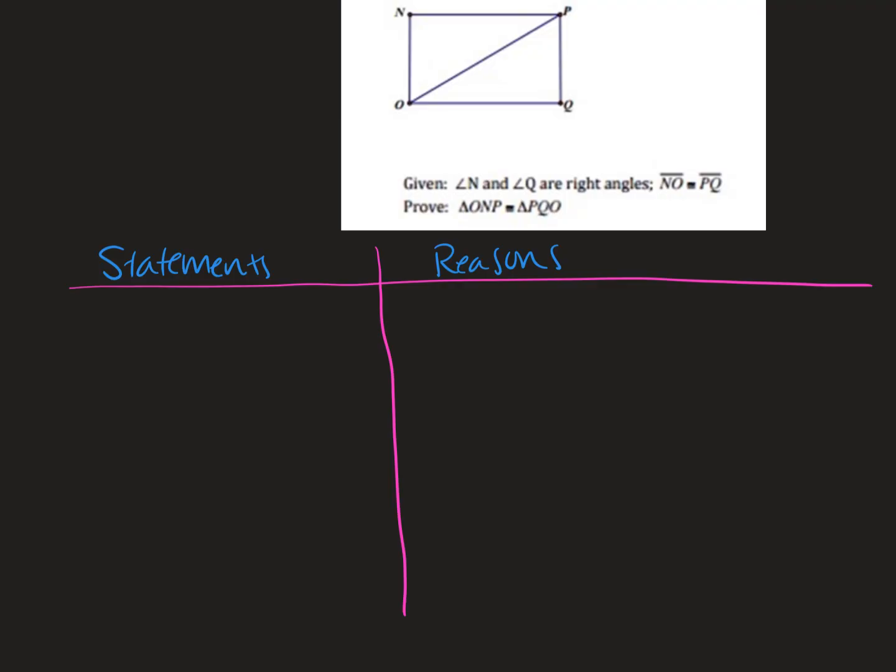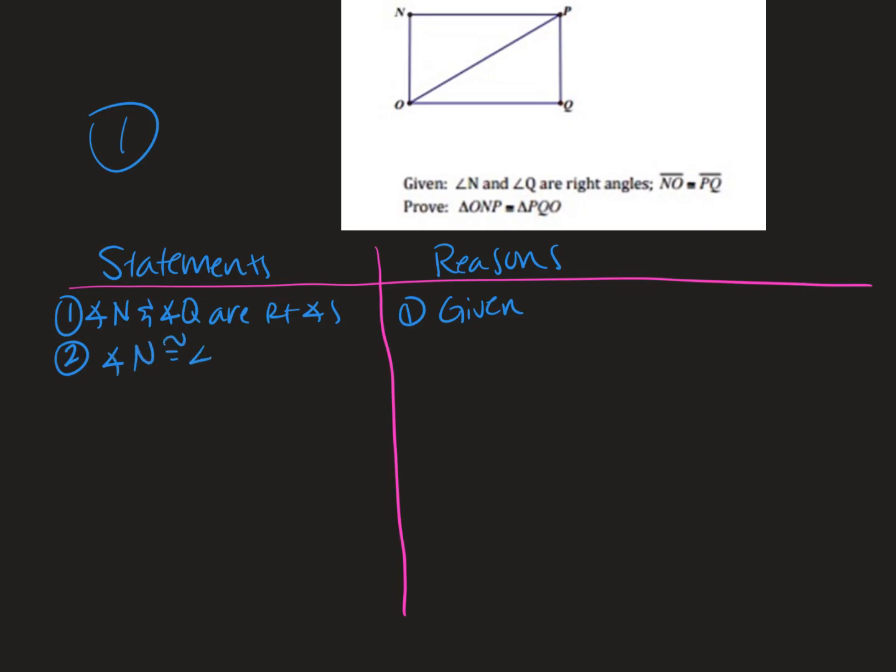Okay, so this is proof number 1. And the first thing I'm going to write is the things that I'm given. And I'm going to go ahead and after I've written that angle N and angle Q are right angles, I'm going to pull out and conclude that because they're right angles, that they are also congruent. So angle N is congruent to angle Q, and that's because all right angles are congruent.